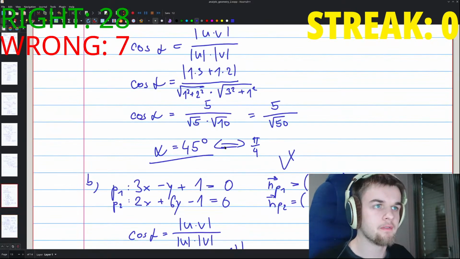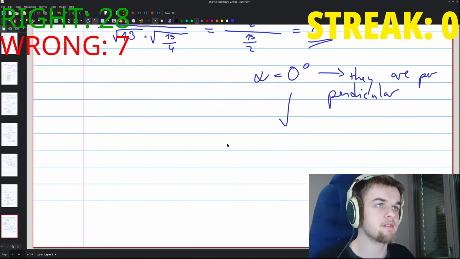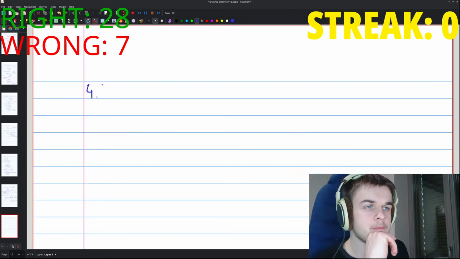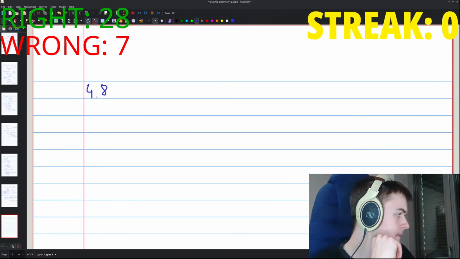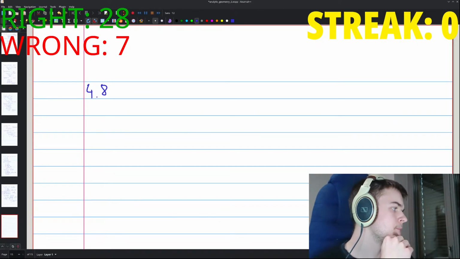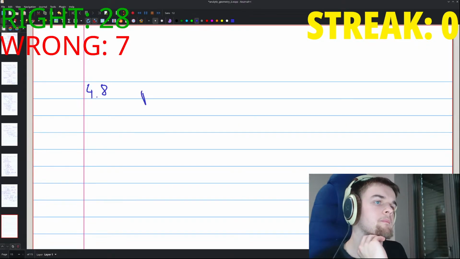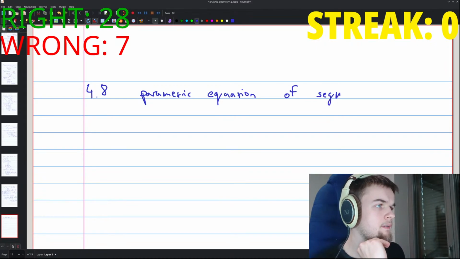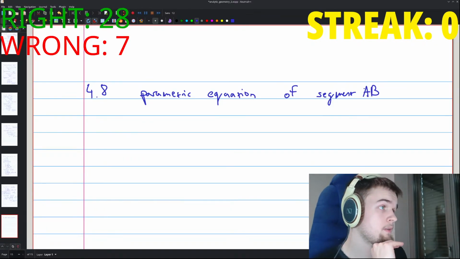So I think we did 4-7, if I'm correct. Yeah, 4-7. So the last exercise, 4-8. That's a new page. So we are supposed to write the parametric equation of segment AB, which immediately I have no idea what a parametric equation of a segment is, which is not good.